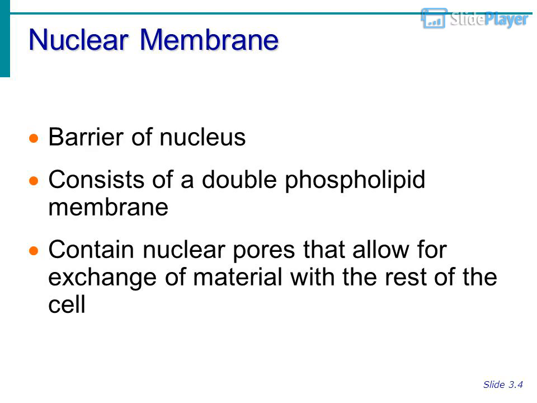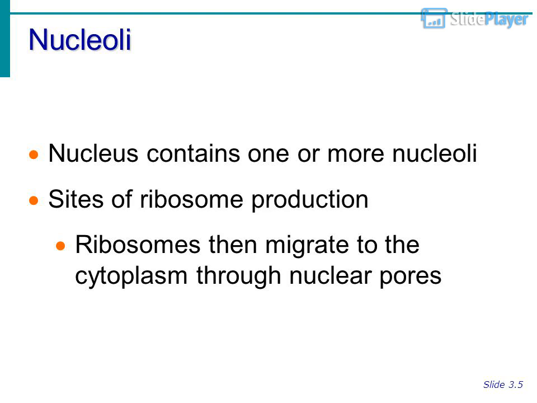consists of a double phospholipid membrane. It contains nuclear pores that allow for exchange of material with the rest of the cell. Slide 3.4. Nucleoli. The nucleus contains one or more nucleoli, the sites of ribosome production. Ribosomes then migrate to the cytoplasm through nuclear pores.